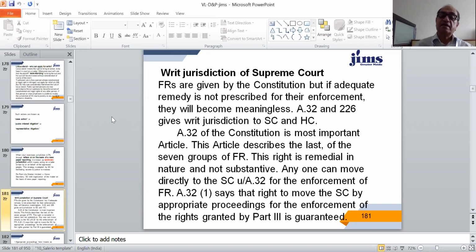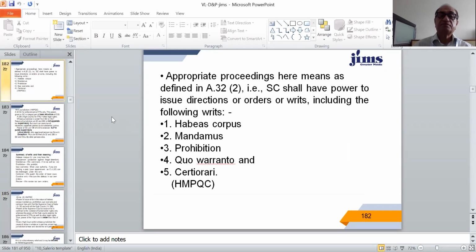Article 32 clause 1 says that the right to move the Supreme Court by appropriate proceedings for the enforcement of rights granted by Part 3 is guaranteed. And appropriate proceeding here means, as defined in Article 32, the Supreme Court, like High Courts, shall have the power to issue directions or orders or writs, including the following writs. Again, the abbreviation is HMPQC. H stands for habeas corpus, M for mandamus, P for prohibition, Q for quo warranto, and C for certiorari.